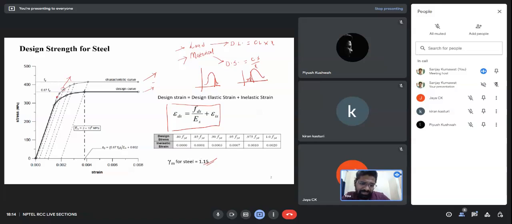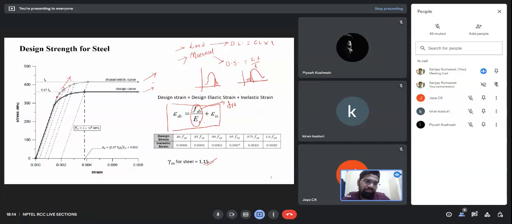So for example, if we have this 0.85 FYD, what is FYD? FYD is nothing but design yield strength. How can we get the design yield strength? Can any one of you tell me? So this is FYD.